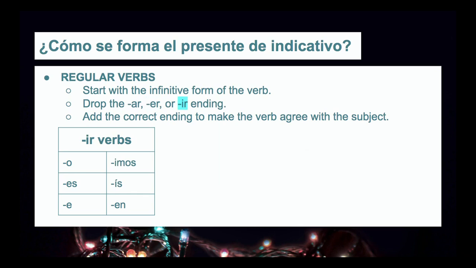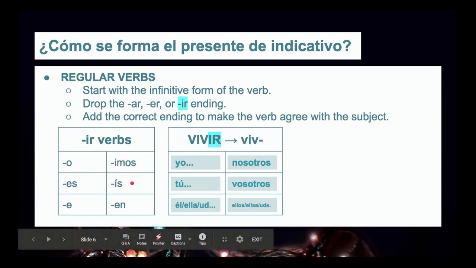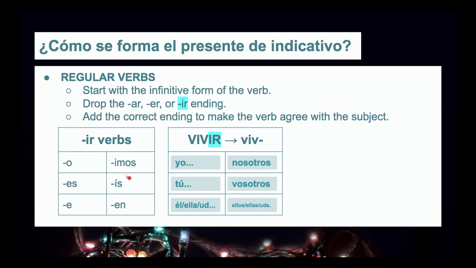The third type of regular verb is the IR verb. Let's look at vivir, which means to live, as an example. We drop the IR ending and are left with the stem VIV. Now we'll conjugate the verb in the present tense by adding the IR endings. O, es, e, imos, ís, en. These endings are very similar to the ER endings. The only ones that are different are the nosotros and the vosotros endings.